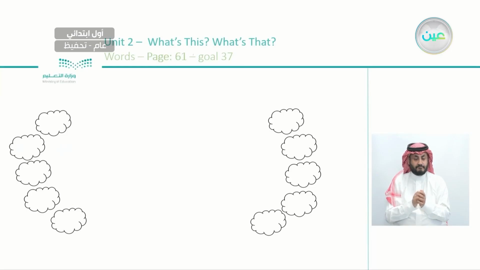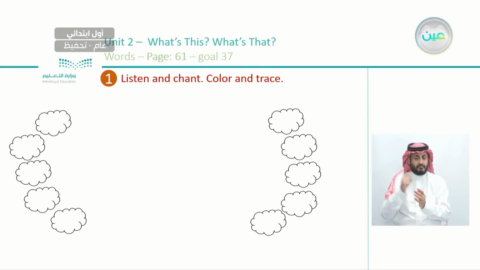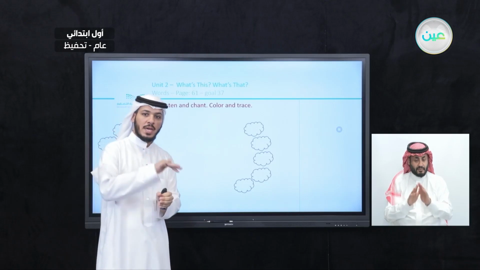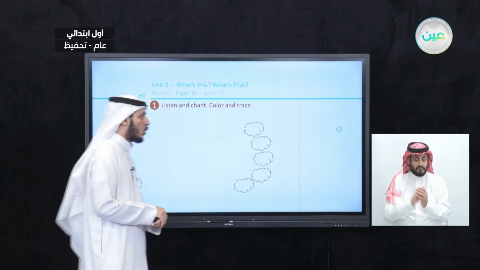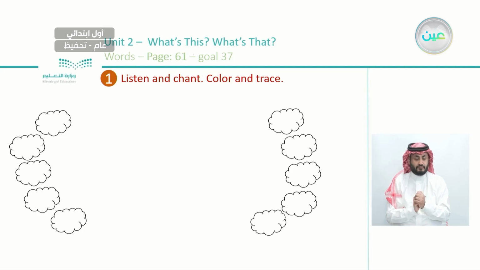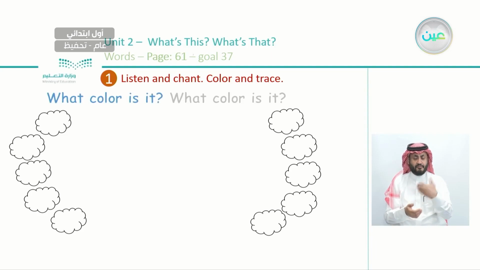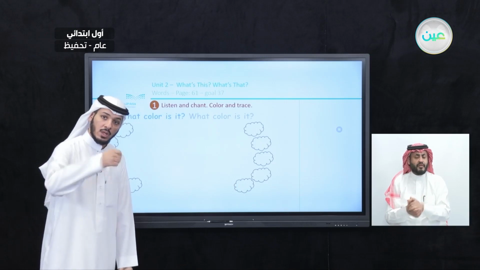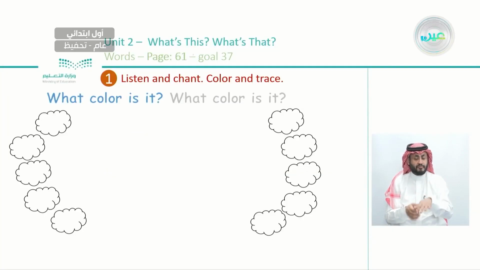Okay, now we have on page 61 this question, listen and chant, color and trace. So turn to page 61. Okay, this is goal 37. So listen and chant, color and trace. So what color is it? What will you do? We will trace. So take your pen or pencil and trace. So what? Capital W here, small h, A, T, what?